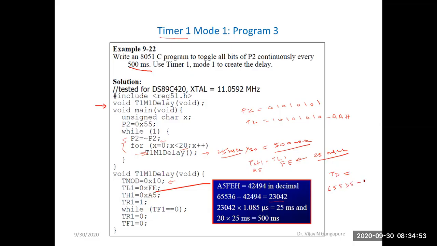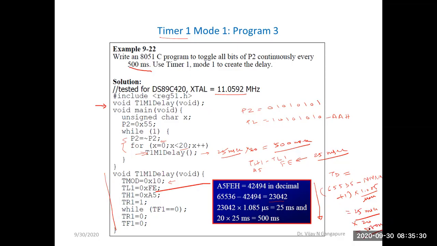So the formula for the time delay generated by the timer is equal to 65535 minus n plus 1, multiplied by 1.085 microsecond. The 1.085 microsecond is because we have used an 11.0592 megahertz clock frequency. The same calculation we have done here gives a time delay of 25 millisecond. I have to call this function 20 times, because if I multiply this 25 millisecond by 20, I get 500 millisecond.